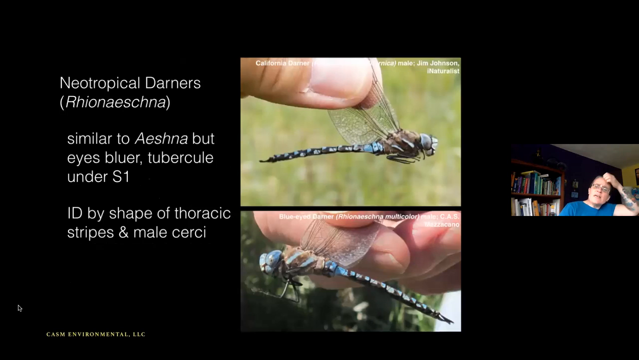And then looking a little bit similar, but with some structural differences, we have what are called the neotropical darners. It's a different genus, Rhionaeschna. These tend to be much more blue. You don't see the greens and yellows as much that you see with the mosaic darners.